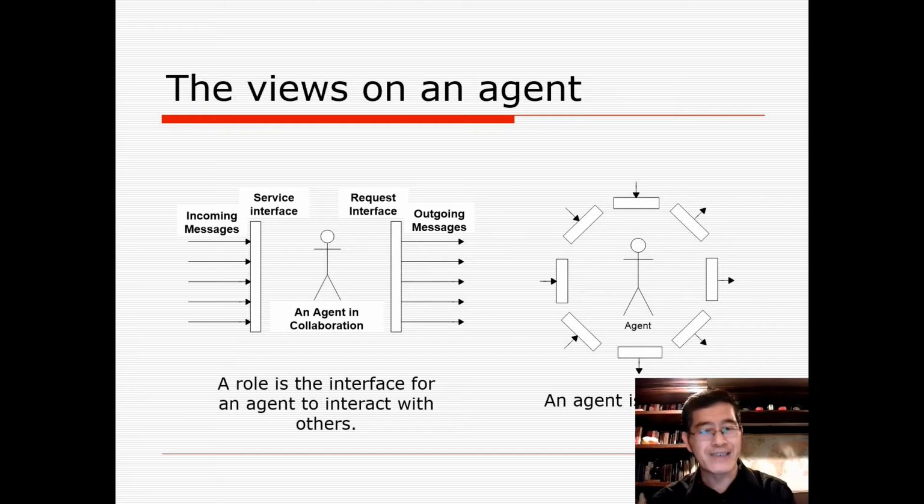If you see an agent in the long term, it has many roles played around him or her. But at one time, it plays one role, including incoming messages and outgoing messages.